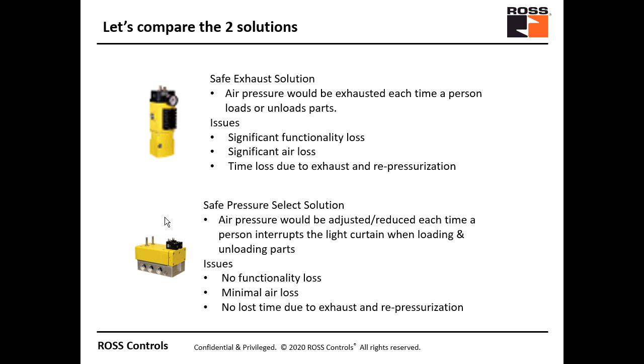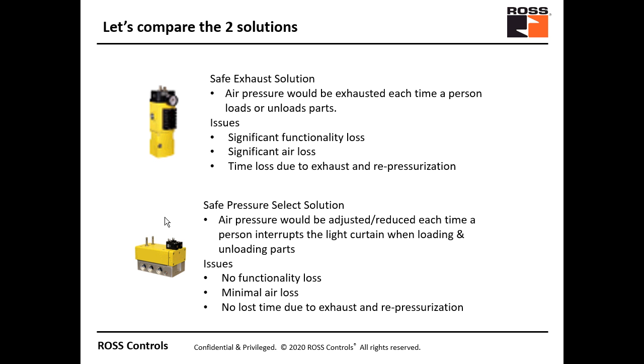One of our customers told us they're loading parts every 30 seconds, and they lose 3 to 5 seconds every time they load parts because of dumping air and then resupplying air. Well, what we suggested to them was maybe using a pressure select valve. With a pressure select valve, we can set a high operating pressure and a low operating pressure. And with this function, every time someone interrupted that light curtain to load or unload, the air pressure would go from the high air pressure, which we said was 100 psi, to a lower pressure that could potentially meet the safe threshold. And we'll talk about that in a minute.